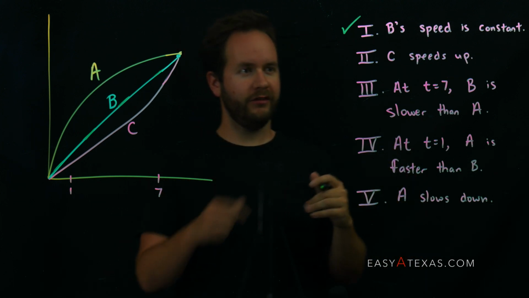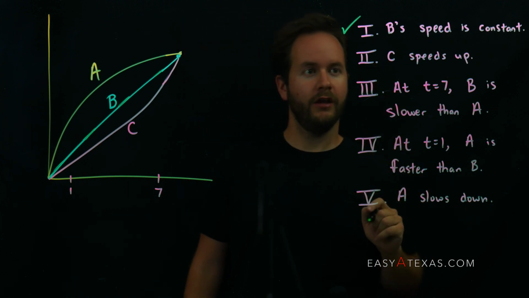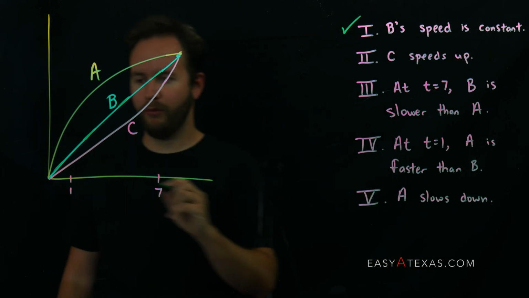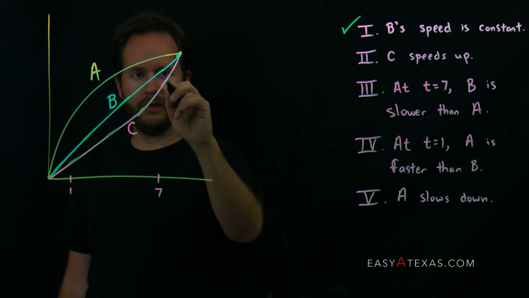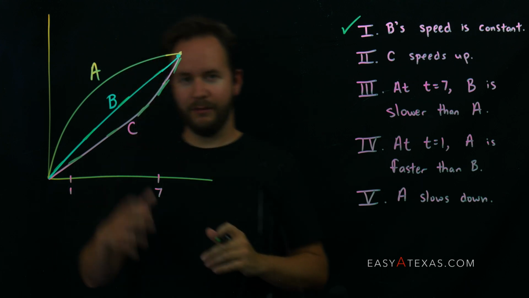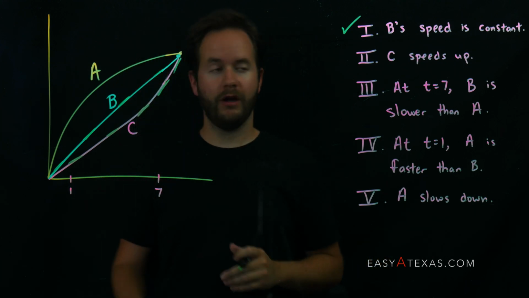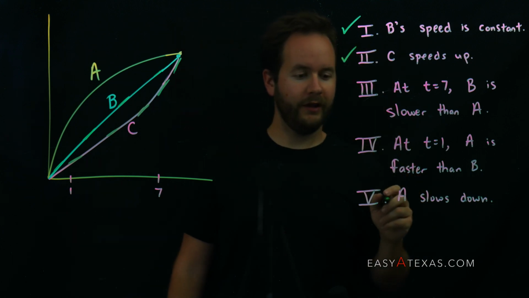I want to contrast this with answer choices 2 and 5. This says that C speeds up. Well, we notice that the slope here is a bit shallow, then it starts to increase a bit. We notice that the tangent line is steeper and steeper and steeper as we move to the right. So 2 is true, and let's go ahead and examine 5.